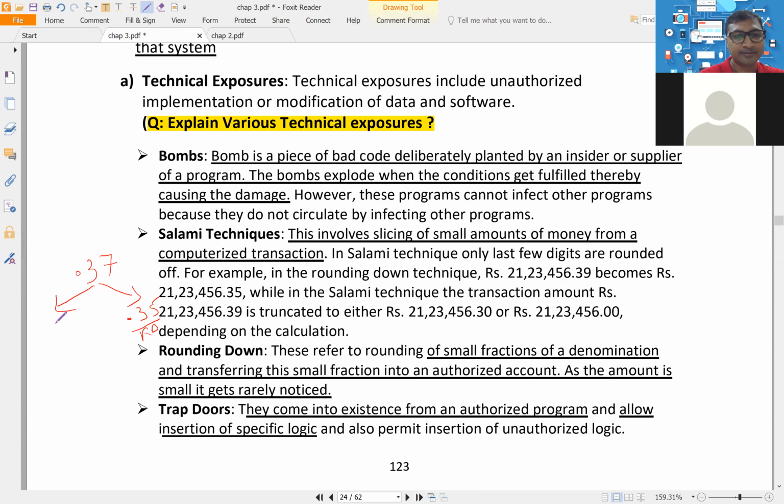But again, in 0.37, there are two parts. If you remember, if you convert 30, slice it like this, 37, 7 slice it, or 00, totally conversion, then it is known as salami. This diagram I have already given in our lecture.